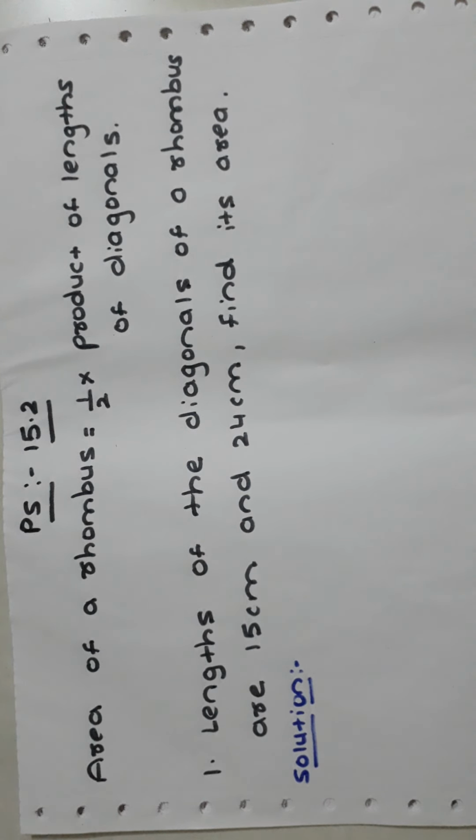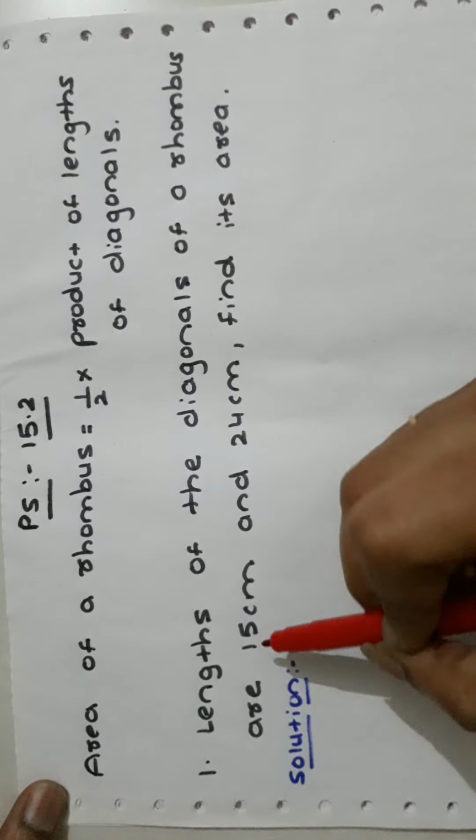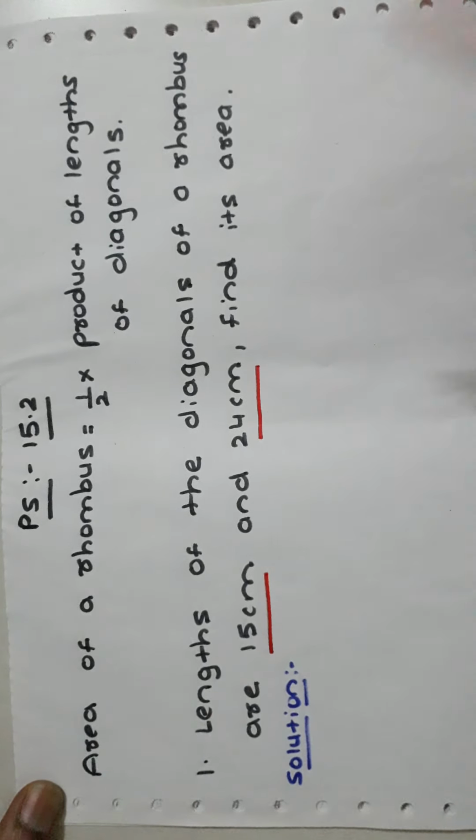Area of the rhombus is half into product of the length of the diagonals. So let us start with practice set 15.2. Question number 1. Length of the diagonals of a rhombus are 15 cm and 24 cm. Find its area. Length of the diagonals are already given, 15 cm and 24 cm.